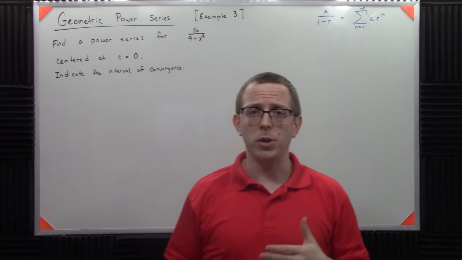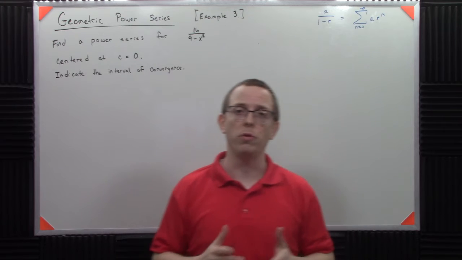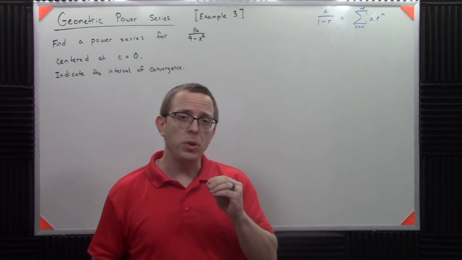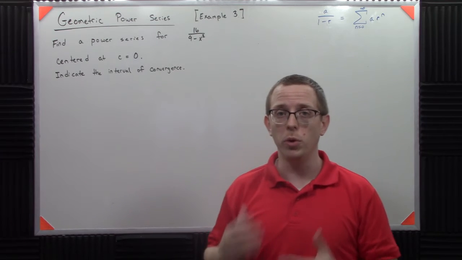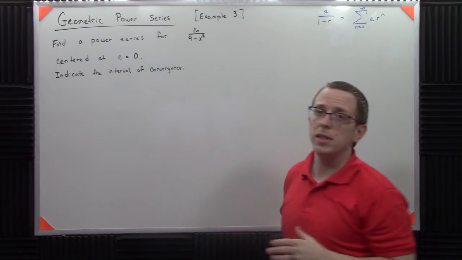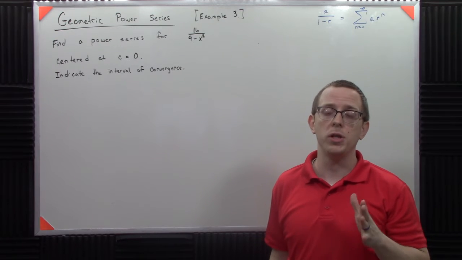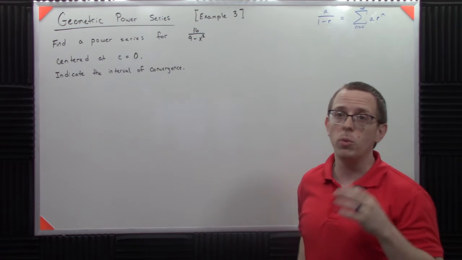Let's find another power series with the geometric power series, using some known functions. But I want to do this in two separate ways because there's some interesting things that you can learn from doing it both ways. So first, we've got 16 over 9 minus x squared, and I want to find a power series centered at c equals 0.